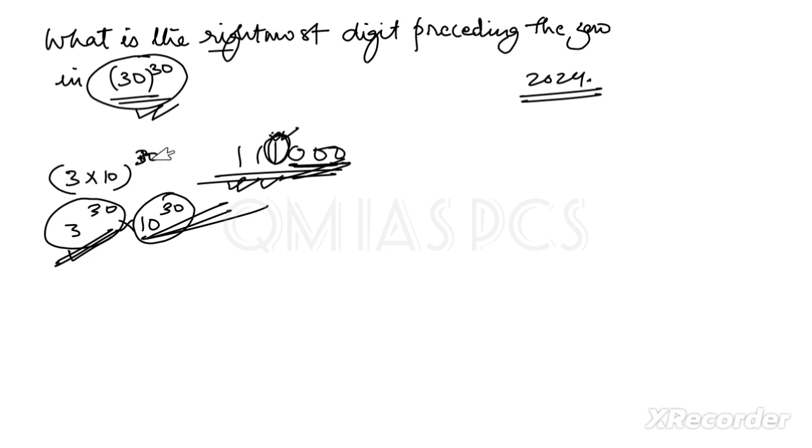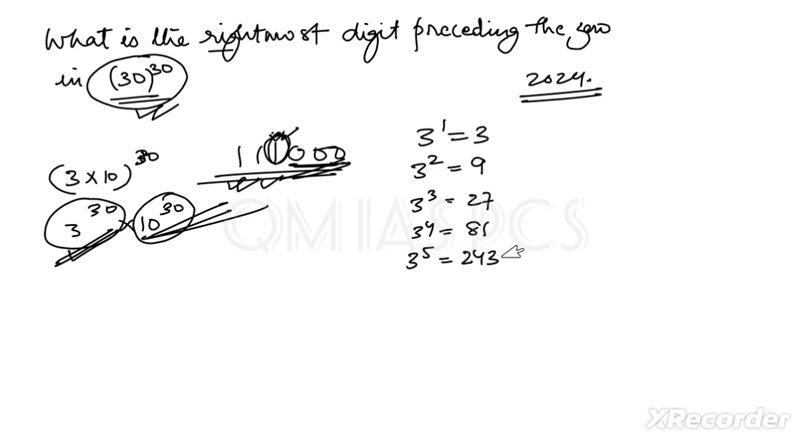Now look at the cycle, the periodicity. 3 power 1 is equal to 3. Everyone knows this. 3 power 2 is equal to 9. 3 power 3 is equal to 27. 3 power 4 is equal to 81. 3 power 5 is 243. We have to see only the unit digits. Here you can see after 4 numbers the unit digit is repeating.